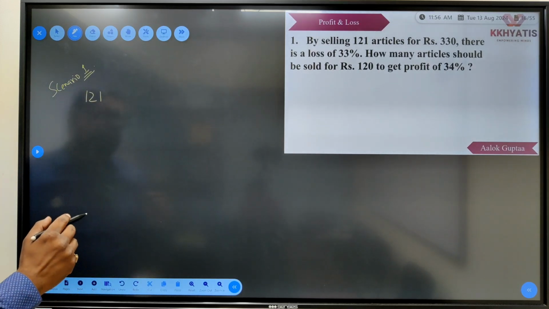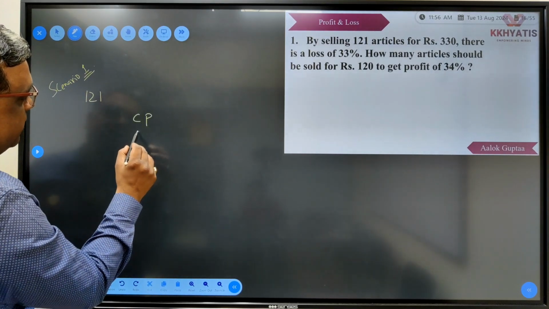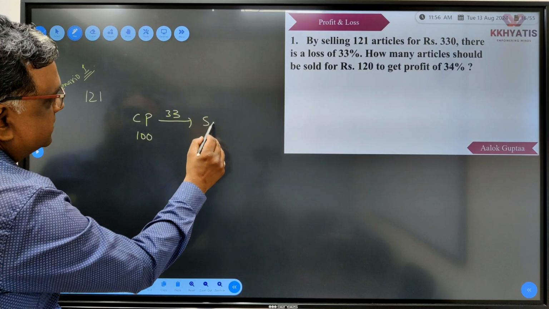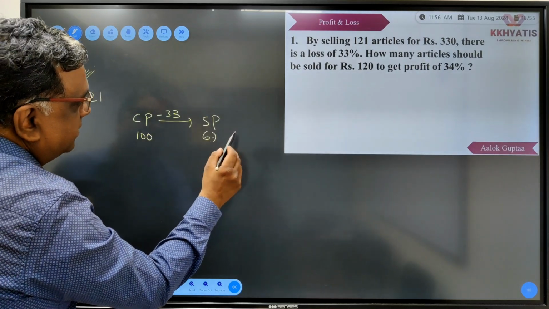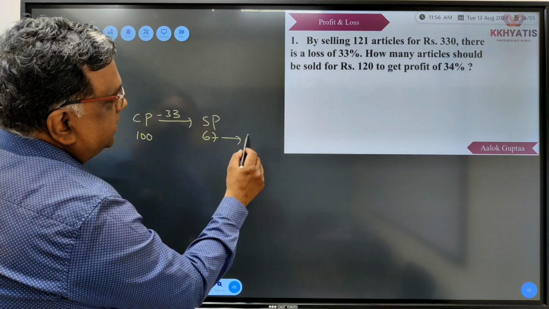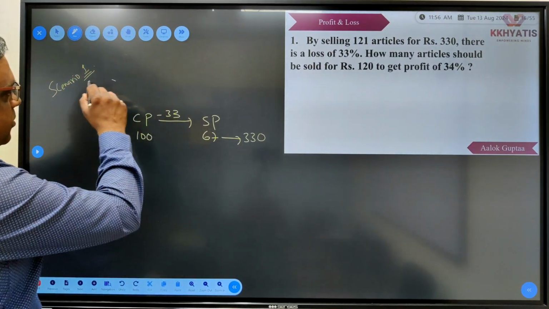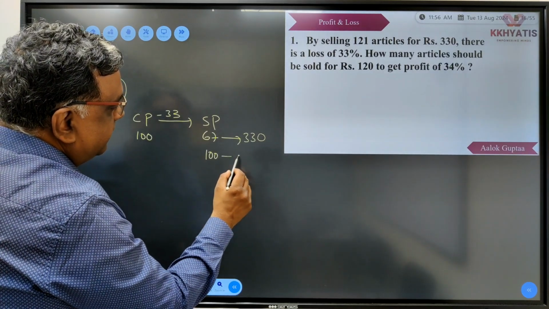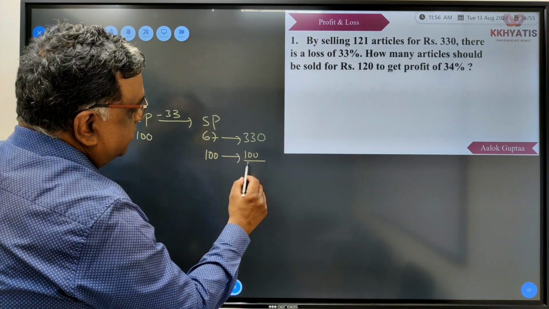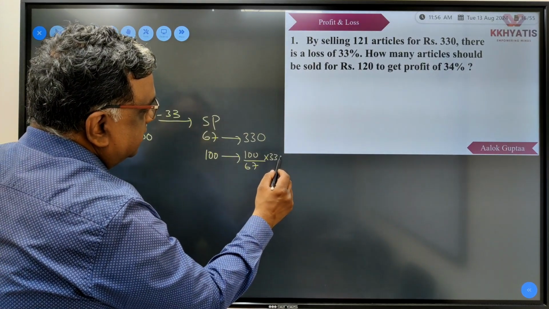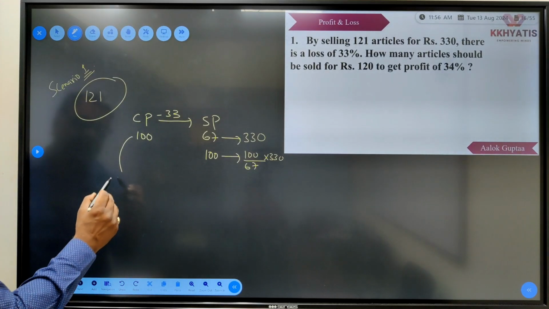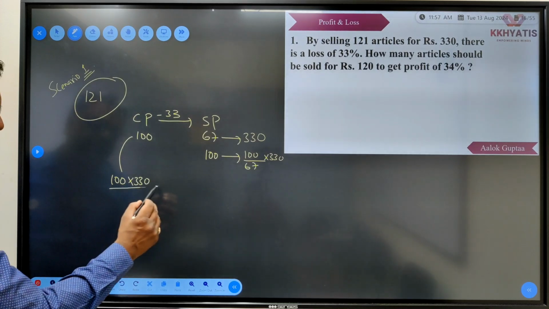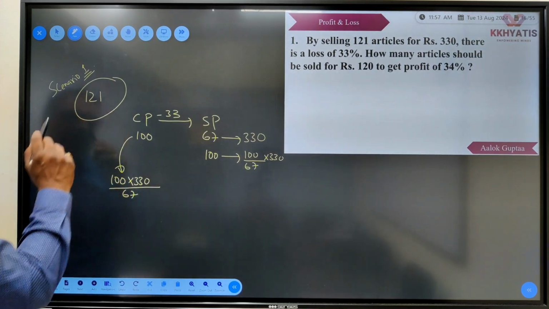What is happening over there is, if my CP is 100, I am having 33 loss. So my SP is becoming 67. The value of 67 is given to me as 330. Here I am talking about 121 articles put together. So what will be the value of 100? It will be 100 upon 67 into 330, which means I could find the CP of the article. The CP of the article is 100 into 330 upon 67. So this is the CP of 121 articles.